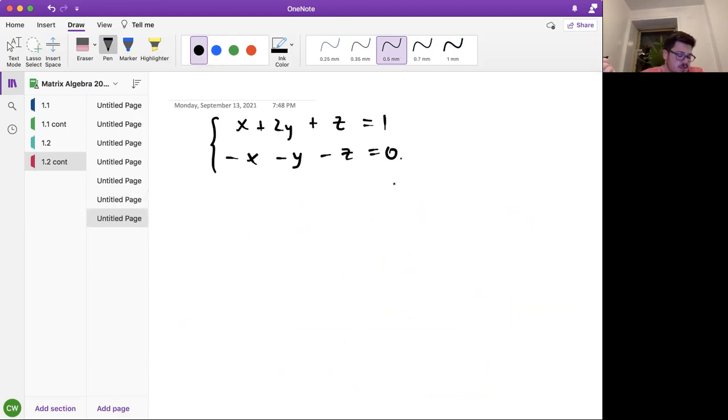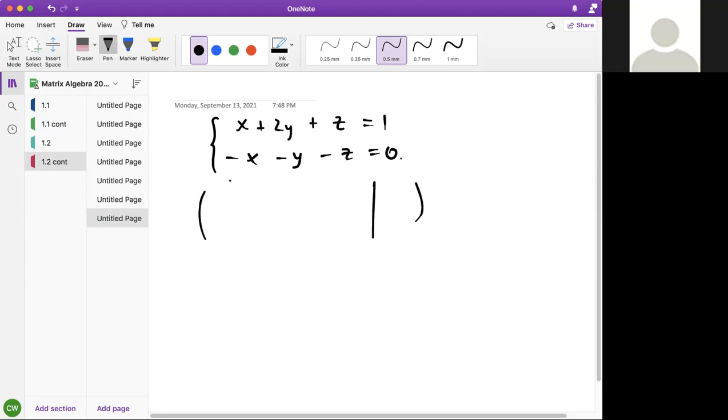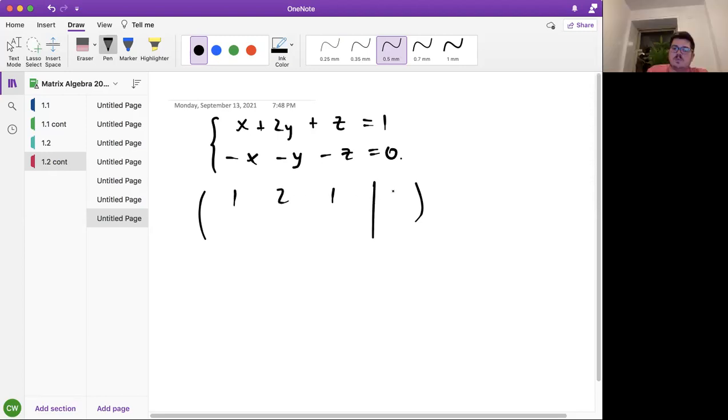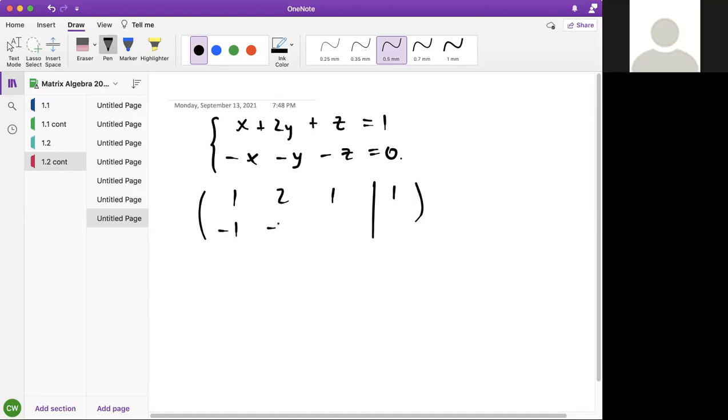Okay, first, let's just review matrices. Can we put this in a matrix? What is the matrix form? Someone give me the first row. 1, 2, 1, 1. And what's the second row? -1, -1, -1, 0.